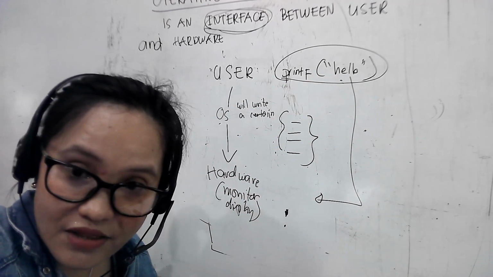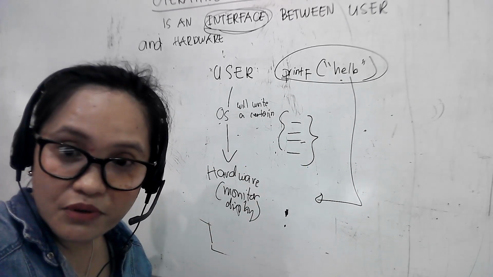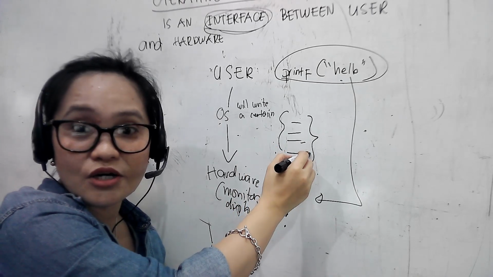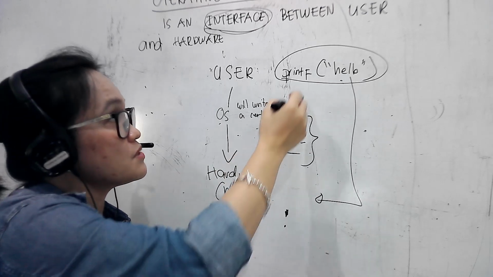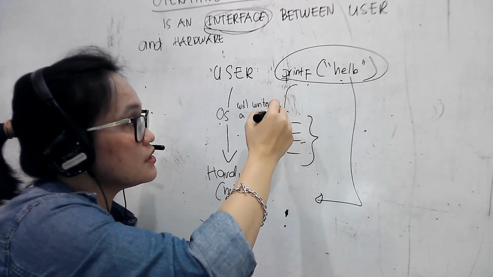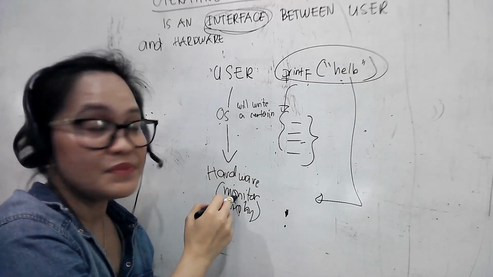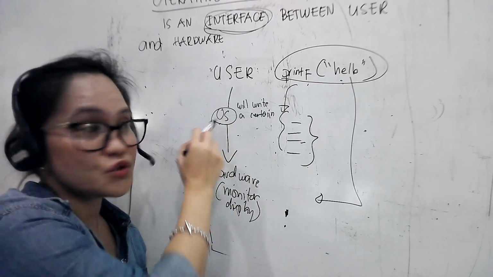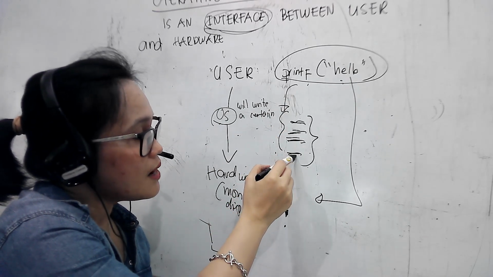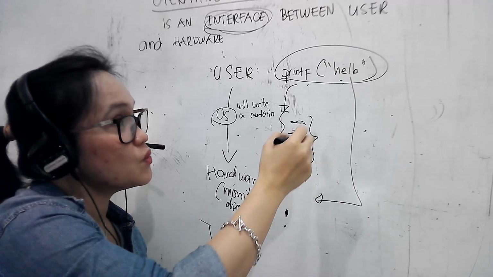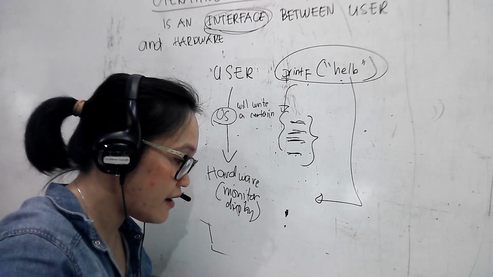So only through this code can you get your output, so that the hardware will perform. So when you say print hello, it will be converted to a language that only the computer or hardware can understand, and only the OS can perform. So it will convert that into a source code that will perform the output that you want from the hello. Okay?